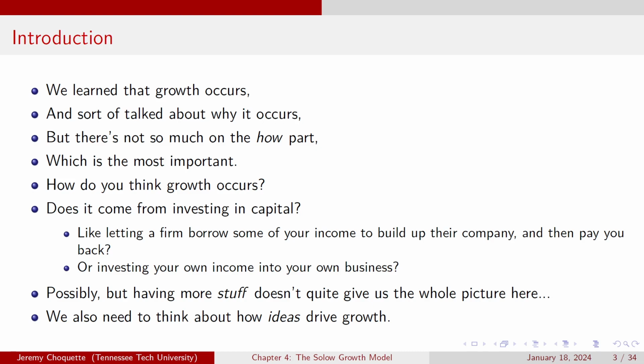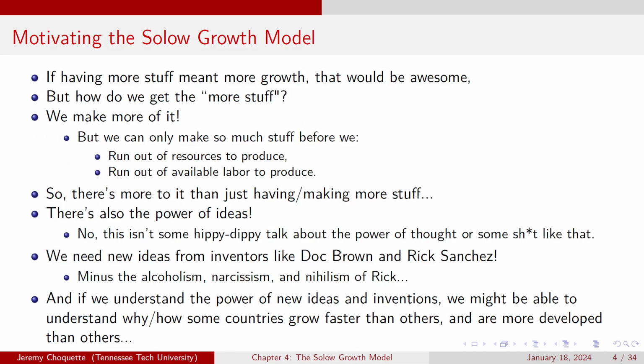It's not really giving us the whole picture, because we're not looking at how ideas are driving growth. There, we're just looking at making stuff for the sake of making stuff. And having more stuff is great, but the big question is how do we get that quote unquote more stuff? Naturally, we just make more of it. But the thing is, you can only make so much of that stuff before you begin to hit the productive capacity of your economy and you run out of available resources, whether it's physical capital or labor. So there's more to it than just having and making more stuff.